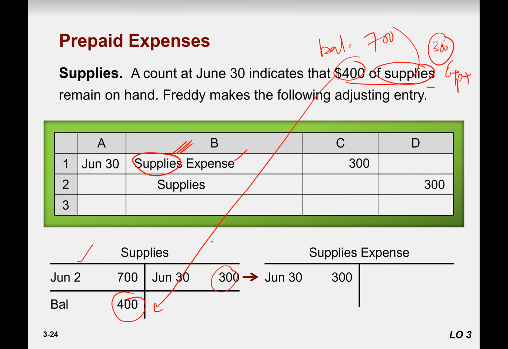June, the entry reduces our supply by 300. So 300 goes to expense, 400 left. So this is the beauty of the accrual system, that every day-to-day transaction is going to be recorded to minimize the impact of fraud.